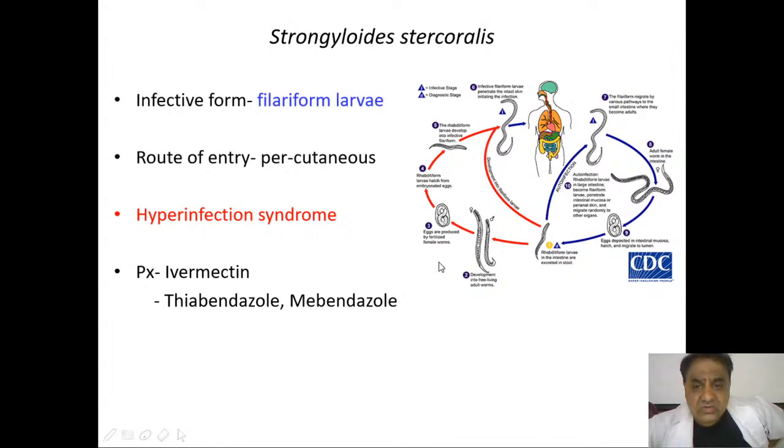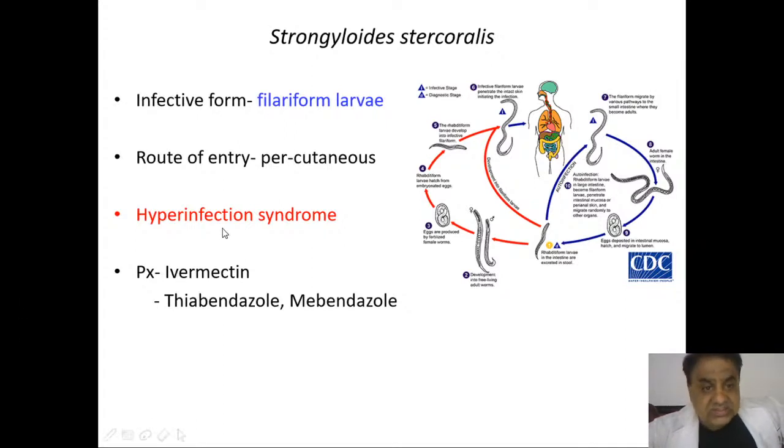Filariform larvae is the infective form. After entering percutaneously, we all know the life cycle. We have had it before. In transplant settings, hyperinfection syndrome can also happen. So it's very important to keep this organism in mind, especially in patients with diarrhea or dysentery in transplant setting, or even in hyperinfection syndrome, where it can disseminate in the whole body.